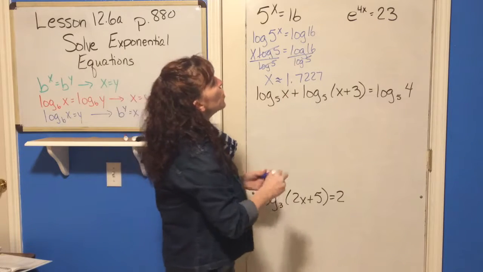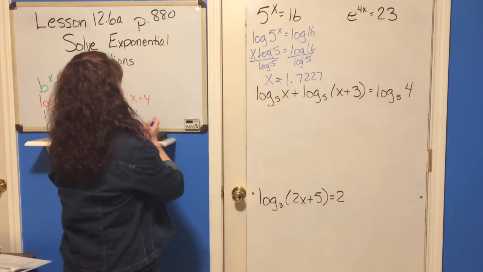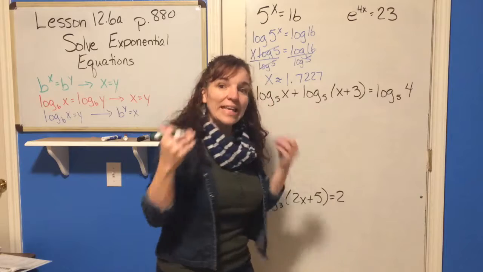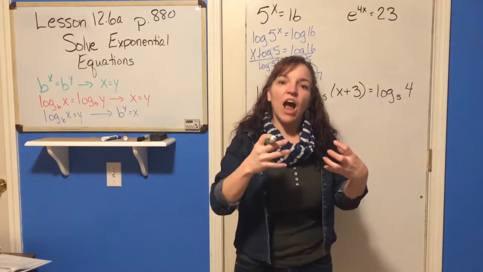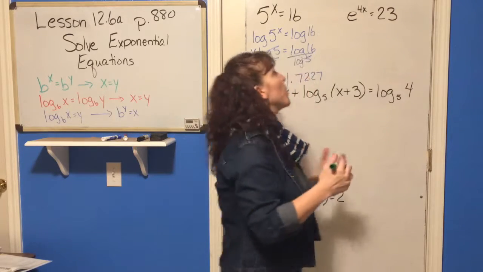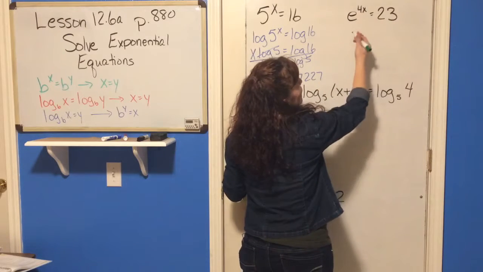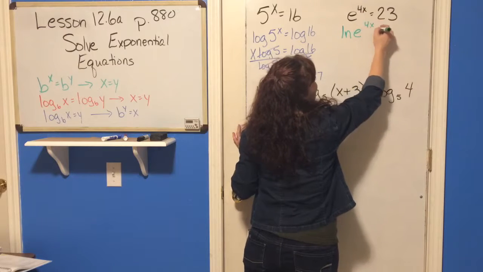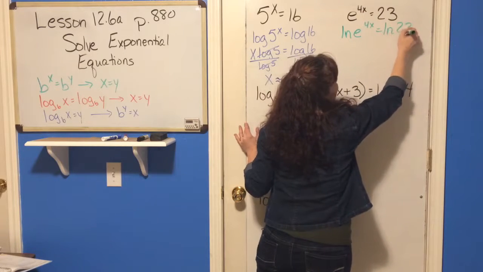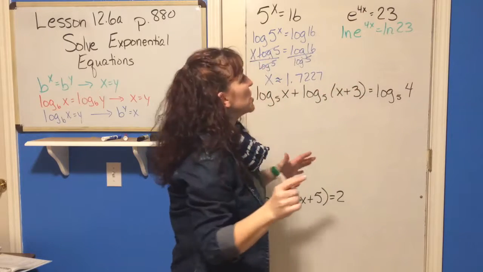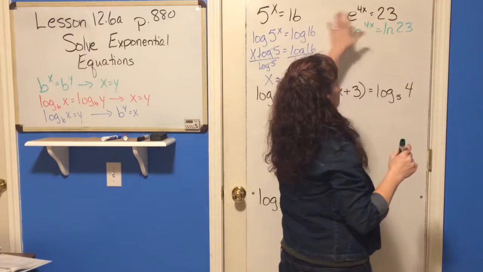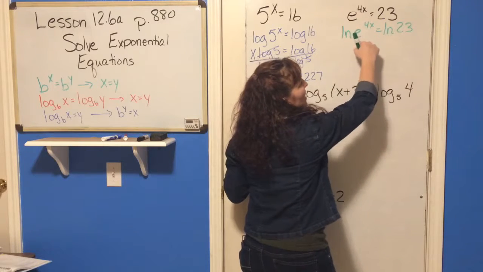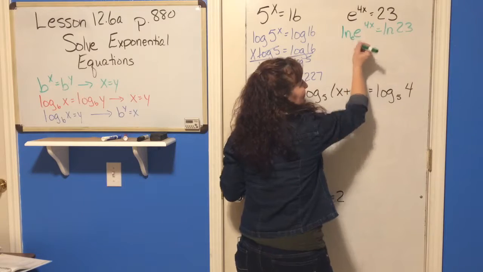All right, so now let's do the same type of thing. Watch this. The same type of thing if we have e as a base. Now remember, e was the base of our natural log. So what we could do in this case is raise this to the natural log. So ln of e to the 4x equals ln of 23. Now, this is why I did this, because watch this. We could bring this in front, but do you remember the natural log of e, the base is e?